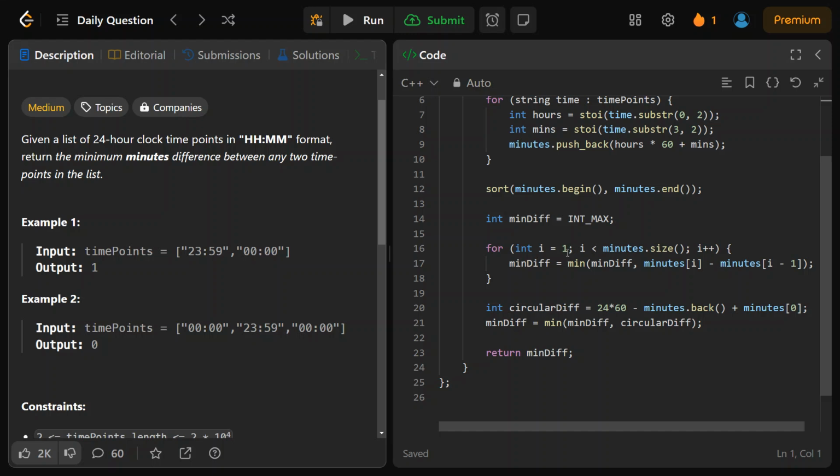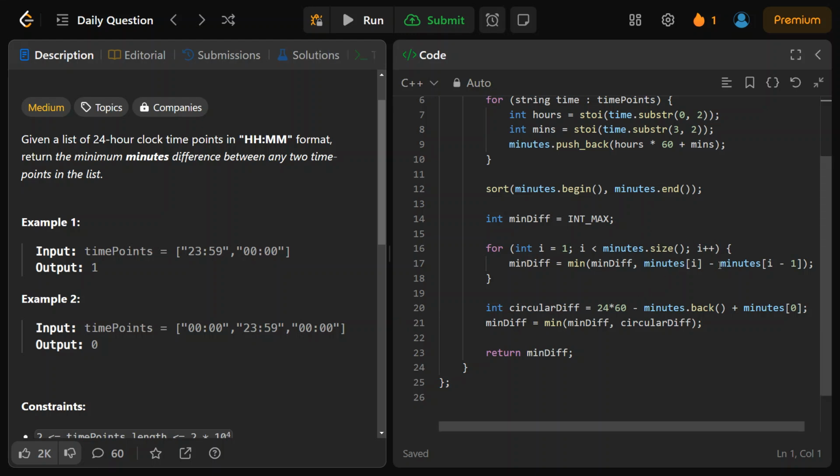I am starting with the first index, because I will compare the I and I minus 1 values. Initially min difference contains int max, and we compute minutes of I minus minutes of I minus 1. Suppose this is our vector. If I convert it into minutes and sort it, it becomes 0, 0, and this 23 into 60 plus 59 here. Currently I am starting from the first index here, so 0 minus 0 would be 0 only.